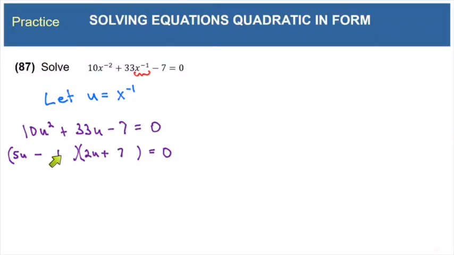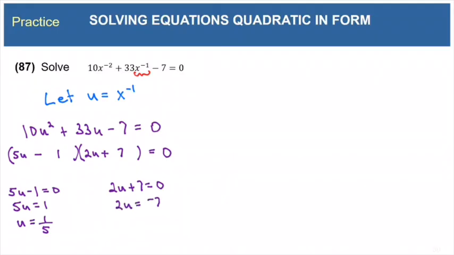Let's arrange the numbers like this and see if we get the middle term that we want. So outer times outer would be 35u, inner times inner would be minus 2u. 35u minus 2u is 33u. So this factoring is correct, so now we can solve for u. If this times this is 0, one of the factors has to be 0. Either 5u minus 1 equals 0, or 2u plus 7 equals 0. If 5u minus 1 equals 0, then 5u equals 1, and u equals 1 over 5. But if 2u plus 7 equals 0, then 2u equals negative 7, and u equals negative 7 over 2.